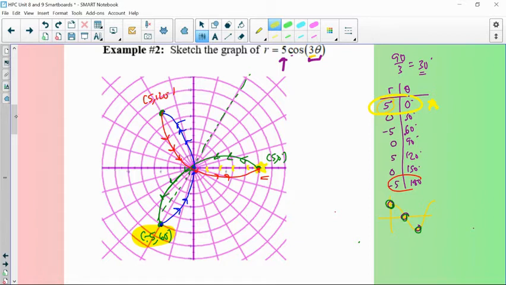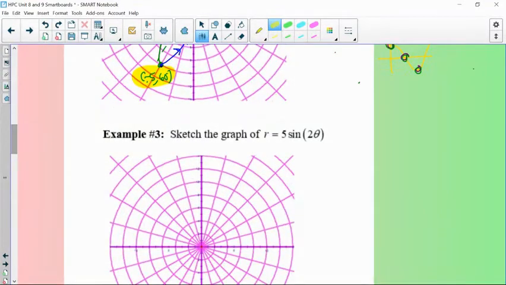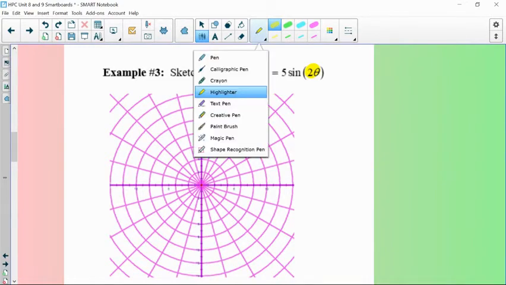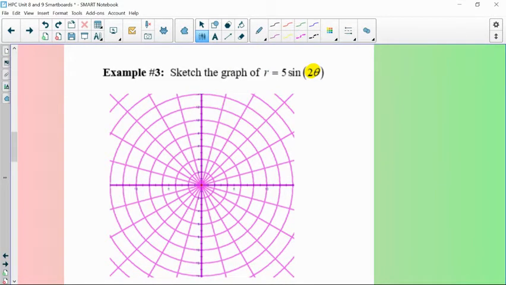Okay, now let's look at the next one, 5 sine of 2 theta. So now it's my first time where I have a 2 instead of a 3. I'm going to graph this by hand. What I'm thinking about is doing 90 divided by 2 to get my increment. So that's a 45-degree increment. So every 45 degrees, something's going to happen in terms of our sine function.